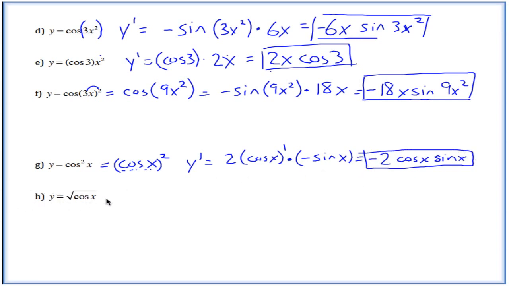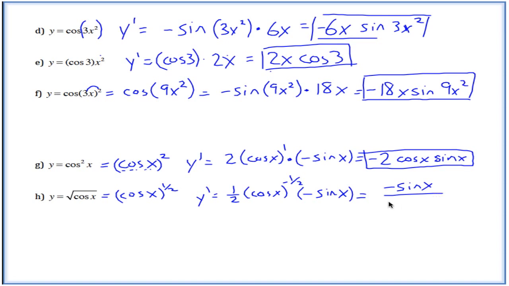For letter H, we want to rewrite this as cosine of x to the half power. And so again, this is a similar situation where we're going to use the general power rule. So y prime is going to be 1/2 times cosine x to the, well, 1/2 minus 1 is negative 1/2. And then we still have times the derivative of cosine x, which is negative sine x. And when we write this, we want to move that negative to the bottom, and then we'll change it back into a square root. So we have negative sine x over 2 root cosine x.